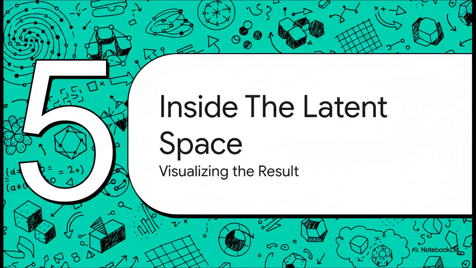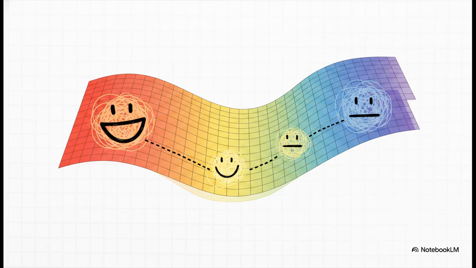Section 5. Inside the latent space. Visualizing the result. And this right here is the beautiful payoff of all that math. Nearby points in the latent space actually equal similar outputs. Because of our continuous Gaussian distributions and our KL divergence packing everything together so nicely, the latent space acts a lot like a continuous heat zone on a map.